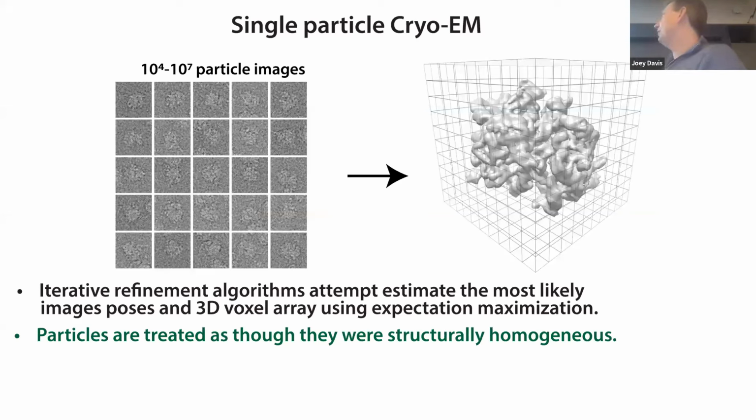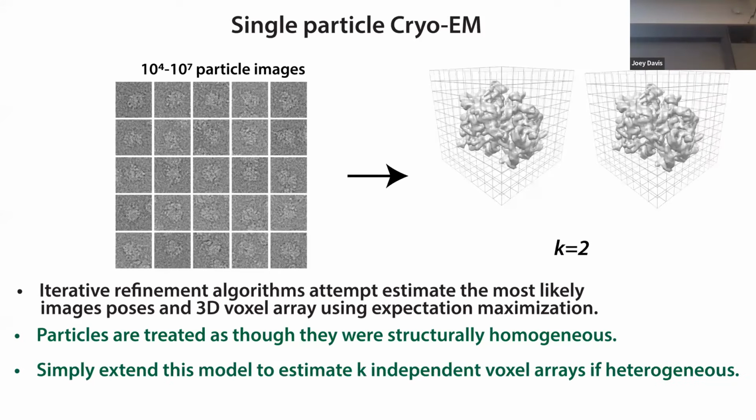They will treat the particles as though they're structurally homogeneous, and they're basically going to try to infer a voxel array. So that is this box, where each position in the box, you have some electron density that tells you the density of sort of signal from the heavy atoms. You're going to infer this from the underlying particle images. And in some ways, you can just think about that as averaging. And inherent in averaging is this baseline assumption that the particles are structurally homogeneous. We know that that's not the case.